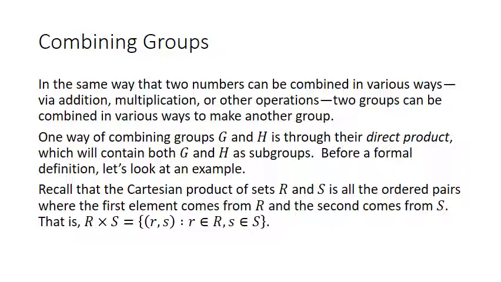And before I show you this activity, I want to just remind you that the Cartesian product of sets R and S is all of the ordered pairs, where the first element comes from the first set, R, and the second comes from the second set, S. So in other words, the Cartesian product, it's notated like that, and it's these ordered pairs, little r, little s, where little r is from big R, and little s is from big S.